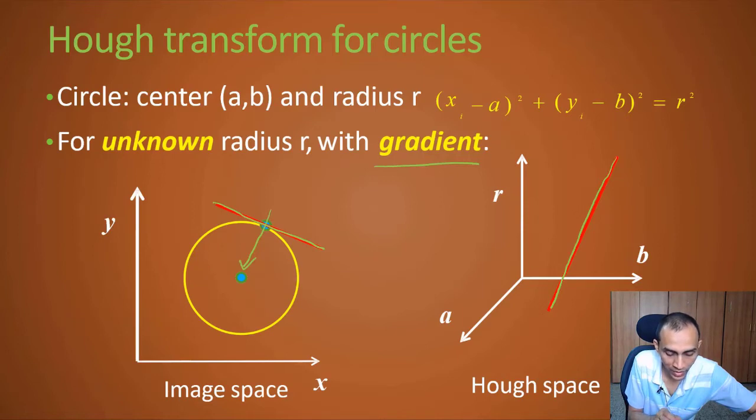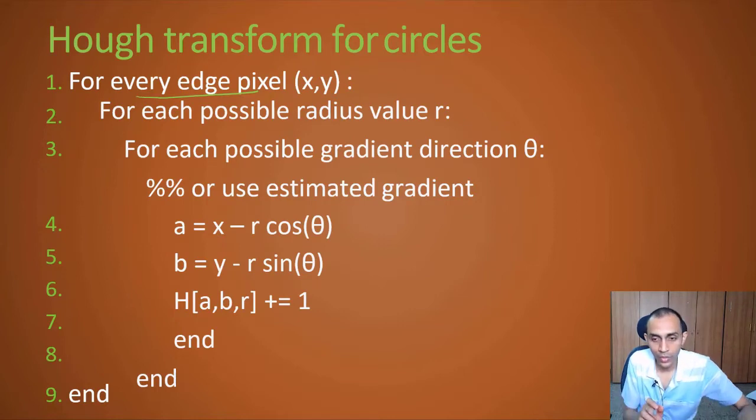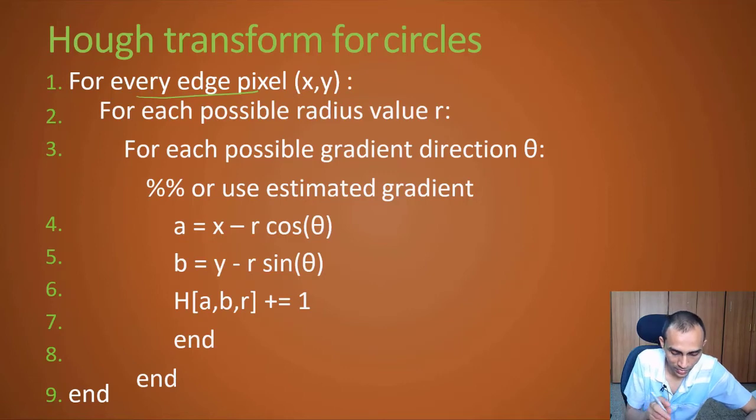For every h pixel, we'll cast a vote. I think the pen is okay. So for every h pixel, not a pen. Pen is not working. Anyhow, so I'll just, yeah, now it started. I think the system is getting slow.